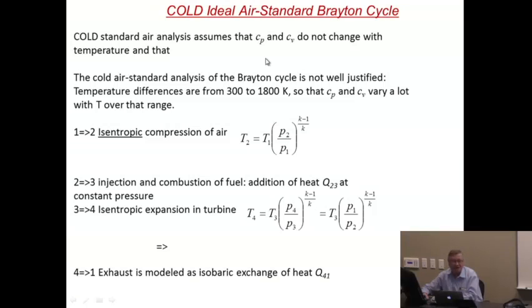That is the definition of lowercase k, which we find here. K is the ratio of Cp over Cv by definition. Now, in the Brayton cycle, the cold air standard analysis is not particularly applicable because temperature differences will scale from 300 Kelvin to 1800 Kelvin or even 2000 Kelvin. And over such a very wide temperature range, it's sort of pushing things very high to say that Cp and Cv are not temperature dependent.